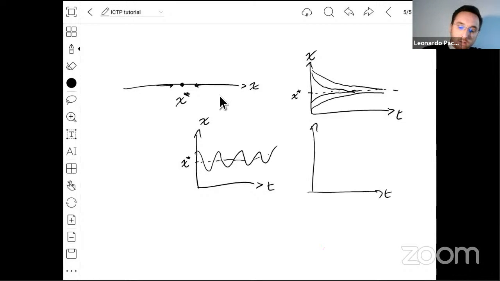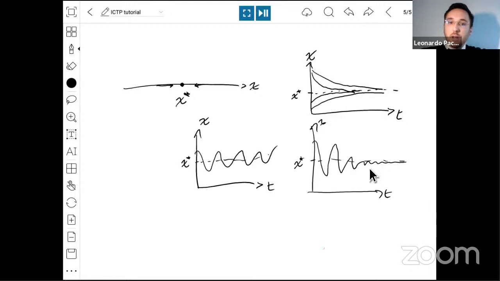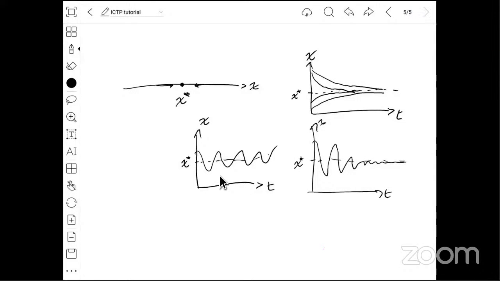So, for example, if we had damped oscillations, something like this would be an asymptotically stable equilibrium. Well, if we had these sustained oscillations that never get damped, then the equilibrium is marginally stable. Thank you. No problem.